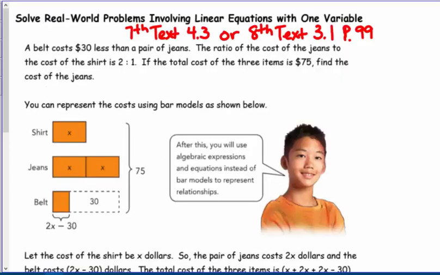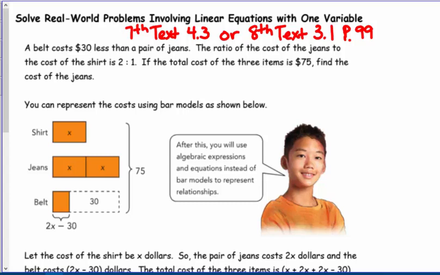So, on to page 16, the lesson for today. Solving real-world problems involving linear equations with one variable. And you can see that I wrote in here, and hopefully you're writing it in, that you can find this either in the 7th grade text, Chapter 4, Section 3, or the 8th grade text, Chapter 3, Section 1. On page 99 is this exact picture here with this gentleman.